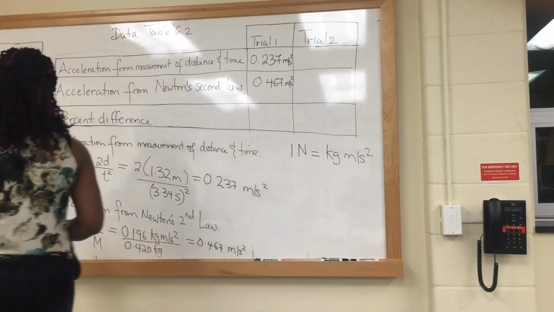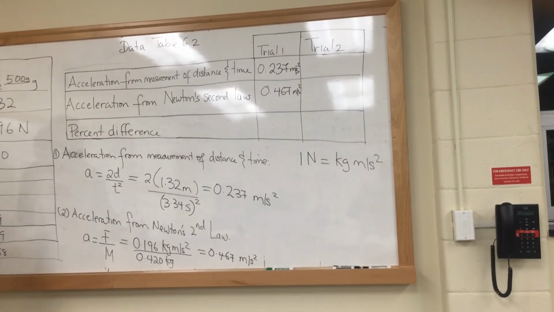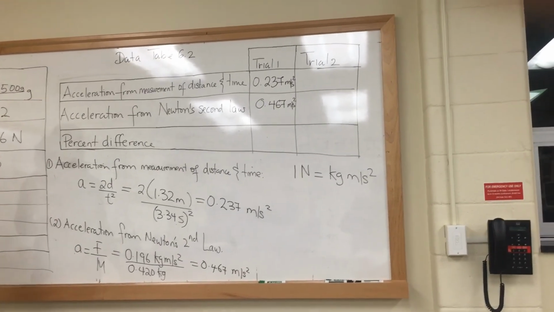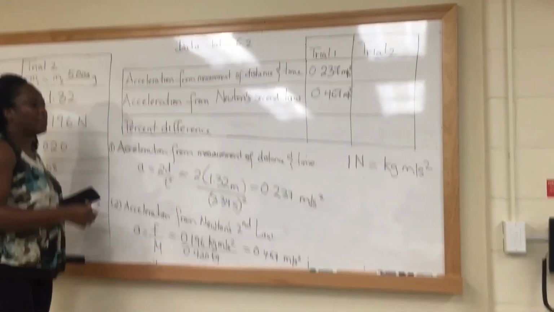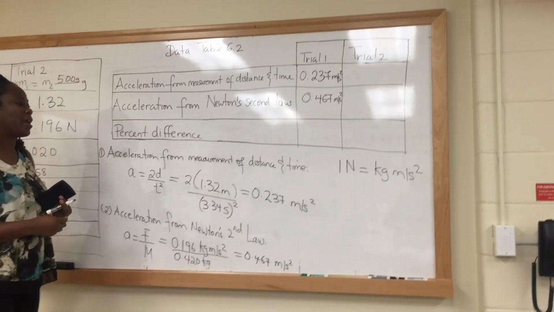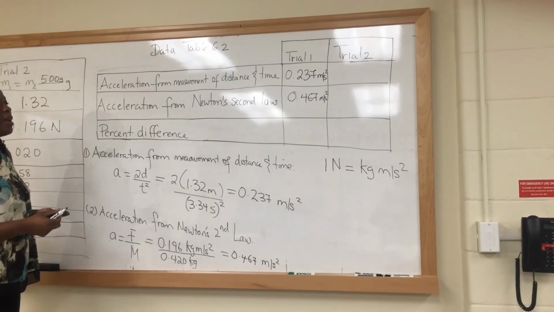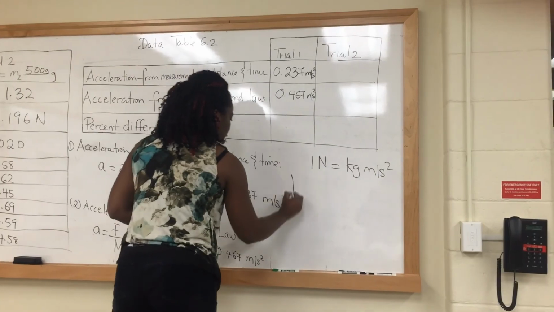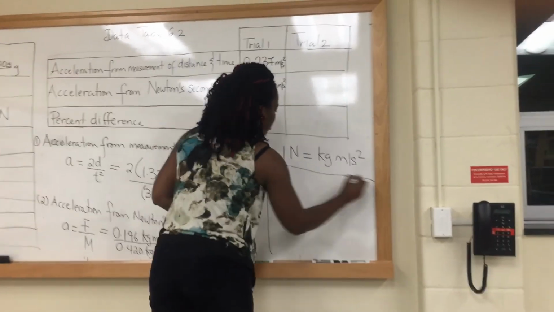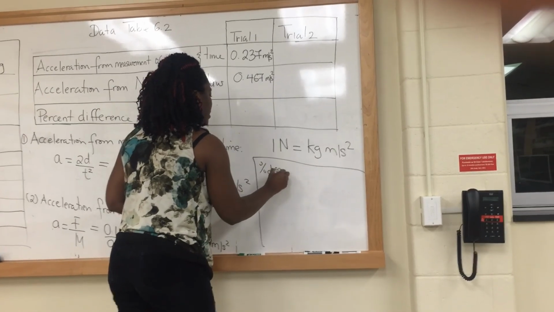Now we have one last piece of calculation to do. We need to calculate the percent difference. Percent difference is a way that we analyze our error, and we use percent difference when we don't have an accepted or standard value. So here I'll be calculating the percent difference.